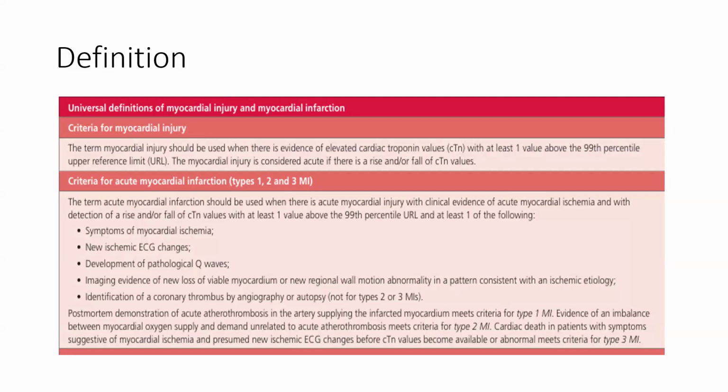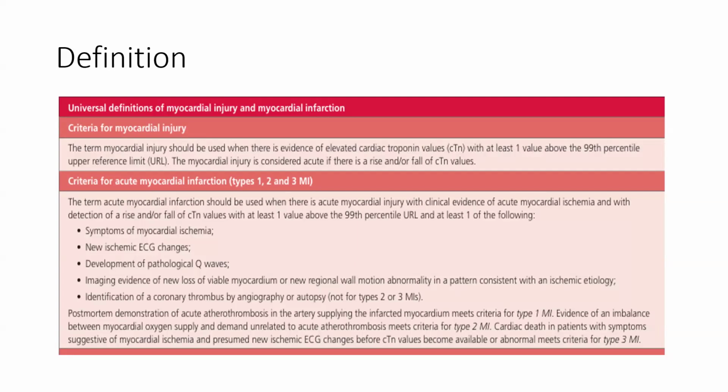The term myocardial infarction should be used when there is acute myocardial injury with clinical evidence of acute myocardial ischemia, and with detection of a rise or fall of cardiac troponin value with at least one value above the 99th percentile of the upper reference limit, and at least one of the following: symptoms of myocardial ischemia, new ischemic ECG changes, development of pathological Q waves, and imaging evidence of new loss of viable myocardium or new regional wall motion abnormality in a pattern consistent with an ischemic etiology.